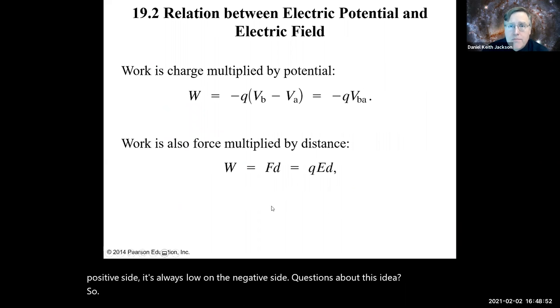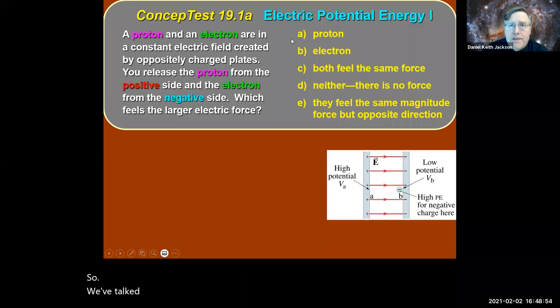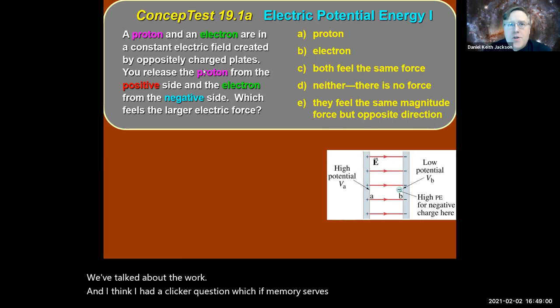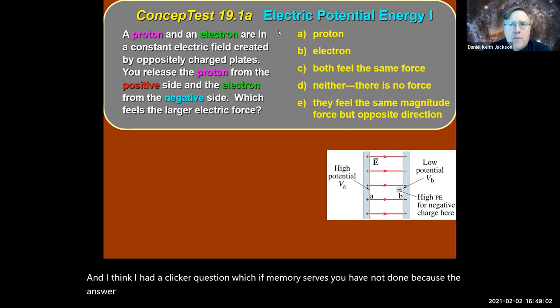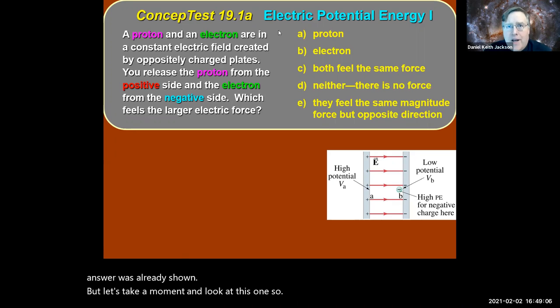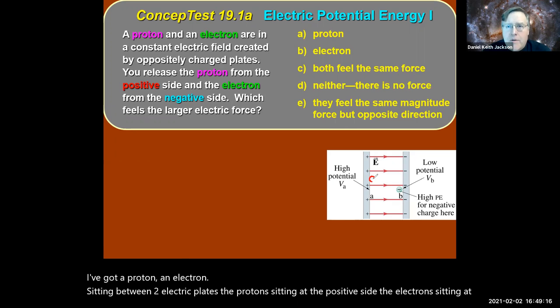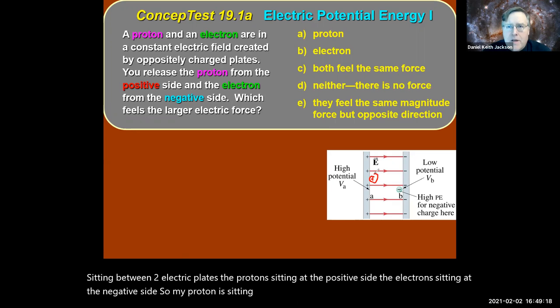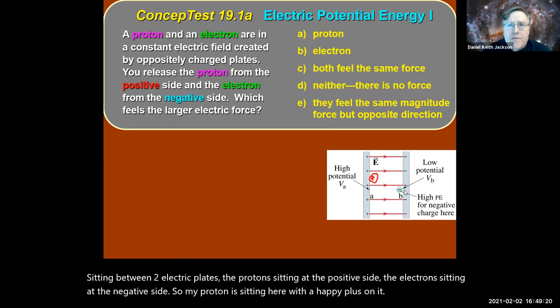So we've talked about the work. And I think I had a clicker question, which, if memory serves, you have not done because the answer was already shown. But let's take a moment and look at this one. So I've got a proton and an electron sitting between two electric plates. The proton sitting at the positive side, the electron sitting at the negative side. So my proton is sitting here with a happy plus on it. The electron is sitting on the negative side.